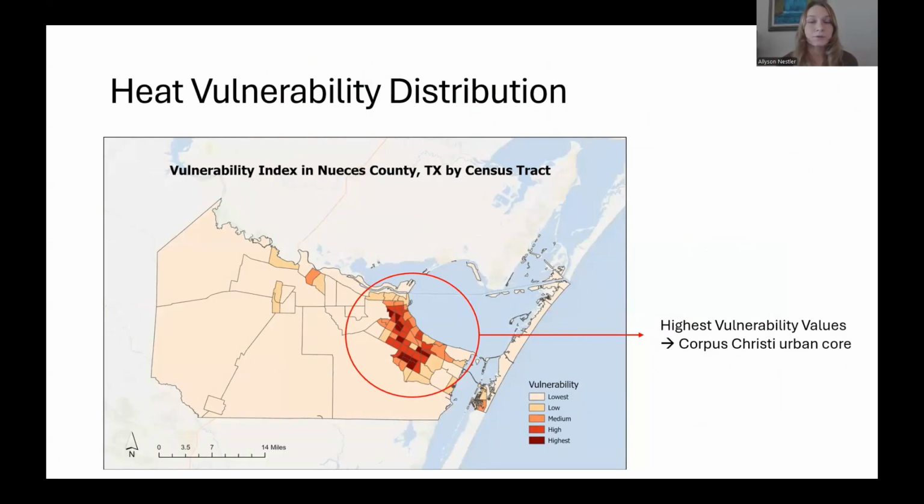The results for the vulnerability index revealed strong spatial variation throughout Nueces County. The highest vulnerability values were concentrated within the urban core of Corpus Christi, where higher population density coincided with developed land cover and increased heat exposure potential. In contrast, the rural and peripheral regions generally exhibited lower vulnerability values due to the lower population density and reduced urban development intensity.